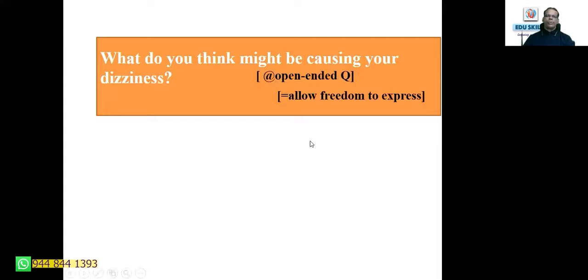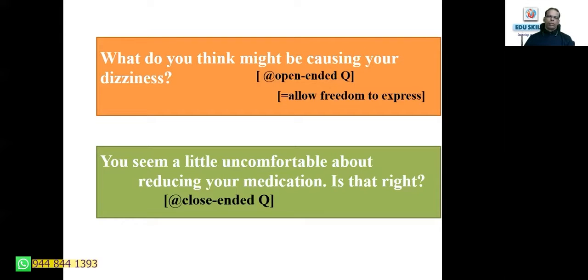That's a simple idea. So what do you think might be causing your dizziness? That is an open-ended question. Allow freedom to express to the patient or the patient party. So you seem a little uncomfortable about reducing your medication. Is that right? That is a closed-ended question. So you're supposed to say right or wrong, yes or no. Okay. I'm giving you some examples, then I'll come back to.